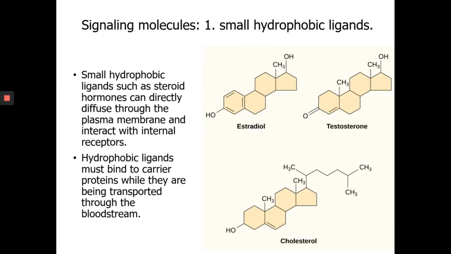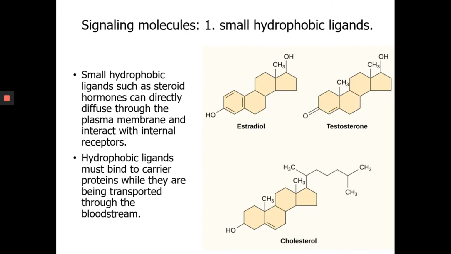All right, the first one is a small hydrophobic ligand. When you look at these examples, this is cholesterol, and these are derived from cholesterol, so that's the sex hormones. If you remember in chapter 3, we talked about lipids, right? All these three are one type of lipid called the steroids. These steroids are very hydrophobic and they're not very big. You can see their structures here.